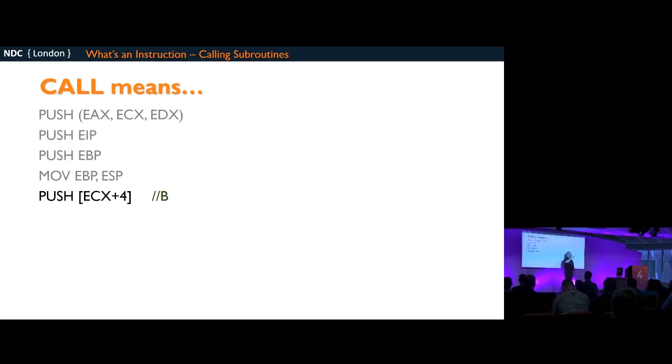We push the arguments that we're passing on the stack in reverse order from how they are in the function. So if we said call A, comma B, the first thing we do is push on B, then we push on A, and then we jump to the subroutine. This is how you actually pass variables to a function.